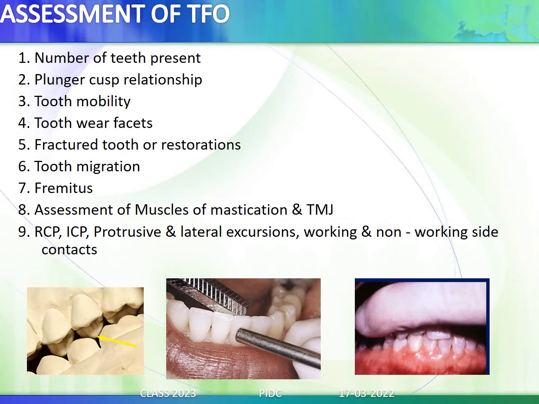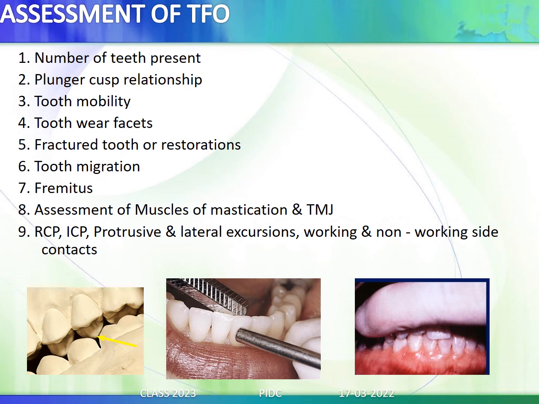Now, how will you assess trauma from occlusion? Generally, you look at the number of teeth, whether all the teeth are present or if there is loss of any teeth. Next is the plunger cusp relationship. We will be speaking about this plunger cusp in detail; this is a cusp which allows the food to wash through the opposite teeth.